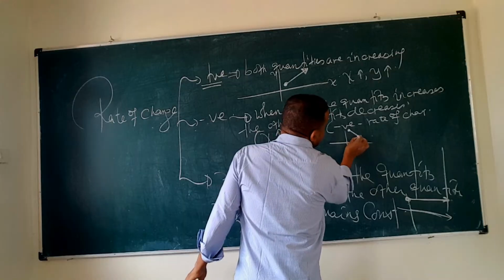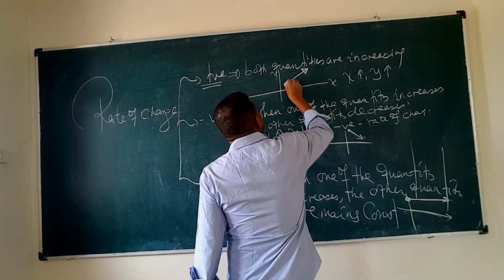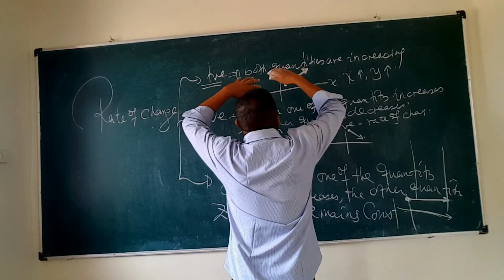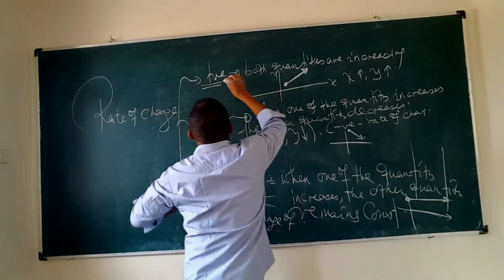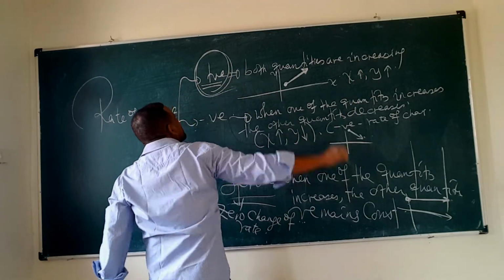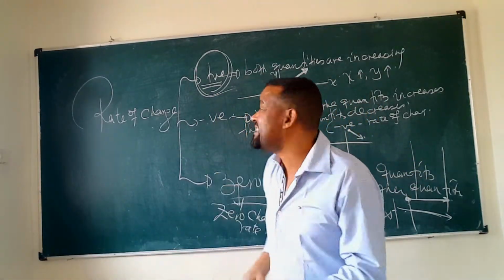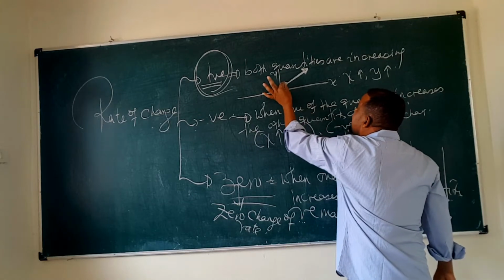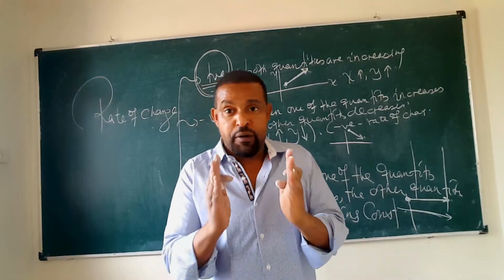Okay? A graph going down from left to right. This is a graph rising up from left to right. That means in case when both of the quantities are increasing simultaneously, that means when the rate of change of one quantity with respect to another quantity is positive, then the graph is what? The graph is rising from left to right. So what do you mean by rate of change?